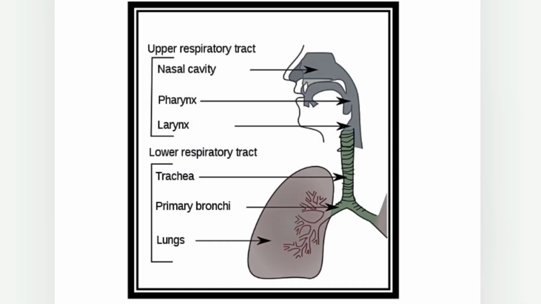The first one is the upper respiratory tract. It starts from the nasal cavity, pharynx and larynx. So these are the three main organs that come under the upper respiratory tract. The second one is the lower respiratory tract. It has the trachea, primary bronchi and lungs. So these are the parts that come under the lower respiratory tract. These are the two dividing parts of the upper and lower respiratory tract.